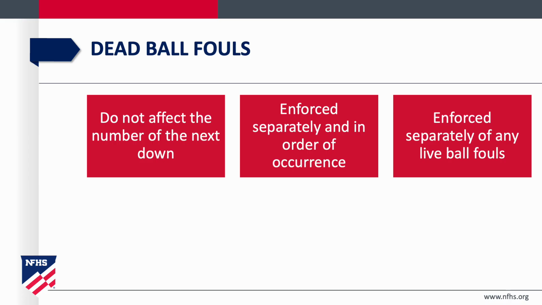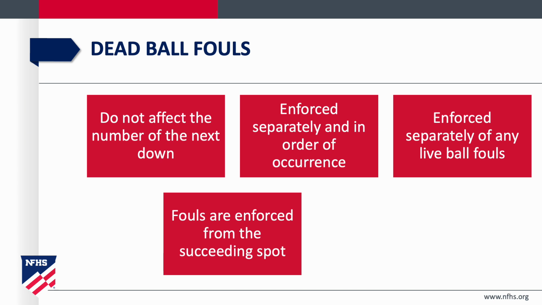We also enforce dead ball fouls separately from live ball fouls. This means that if we have a live ball foul on B and then a dead ball foul on A, we will enforce both of them, starting with the live ball foul on B and then the dead ball foul after that. If the enforcement against B gets the ball past the line to gain, we would have a first down and the sticks would be set on the spot of the ball after enforcement of the dead ball foul. Dead ball fouls are always enforced from the succeeding spot. It does not matter where the foul occurs.